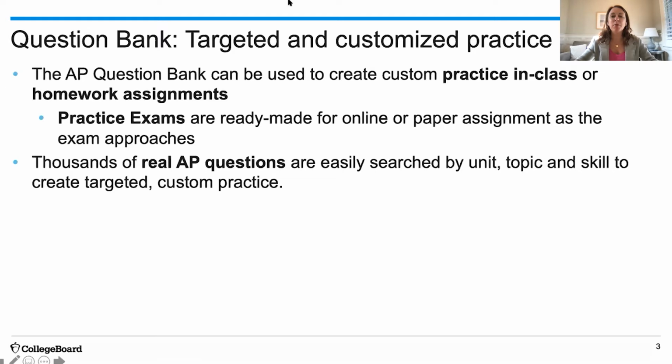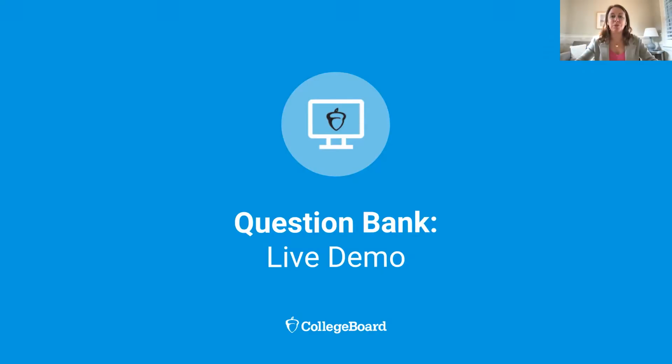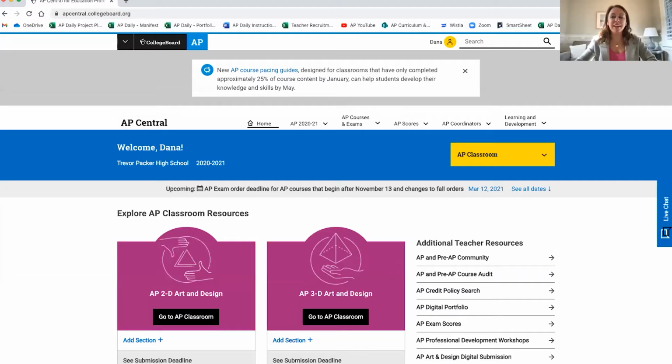I want to now take a moment and go live into AP Classroom to show you what this looks like in the context of English Literature. If you're able to follow along, please log in to myap.collegeboard.org, and you'll see that you end up in your AP Classroom landing page that should look similar to mine, though I have access to all of the AP courses as part of the fictional Trevor Packer High School.